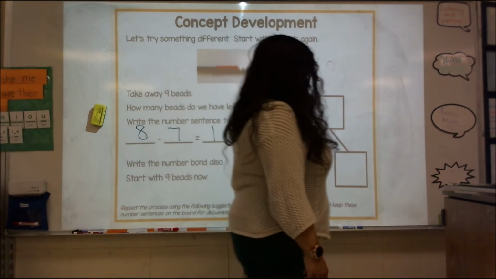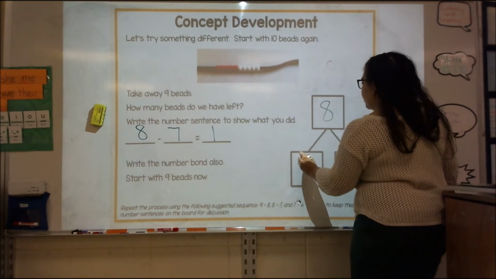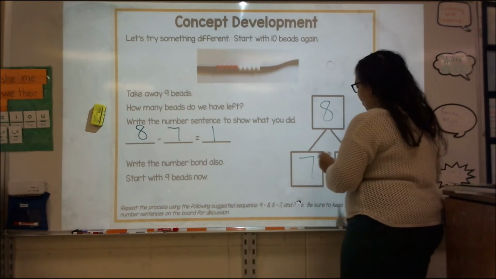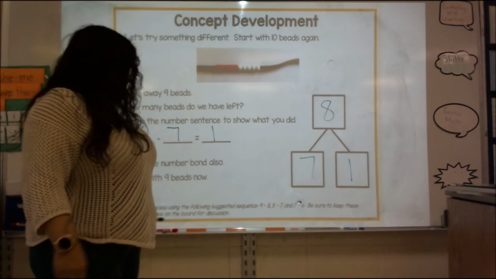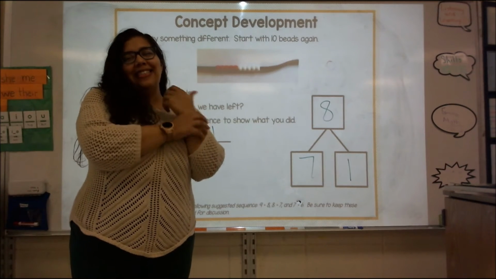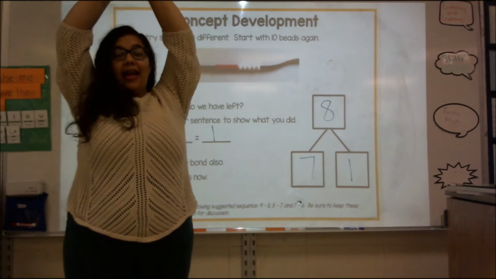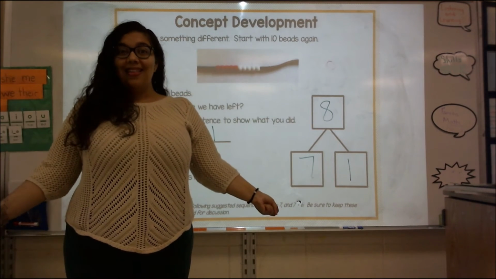Okay, what does that look like in a number bond? Well, we know that 8 is our whole. We know that 7 and 1 are our parts. Let's think of this as the addition math that we've been doing for the longest. So, I'll erase the number 1. 7 and 1. 8. So if I have 8 and I take 7 away, I'm left with that 1.